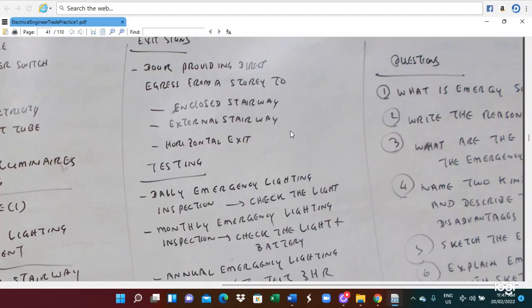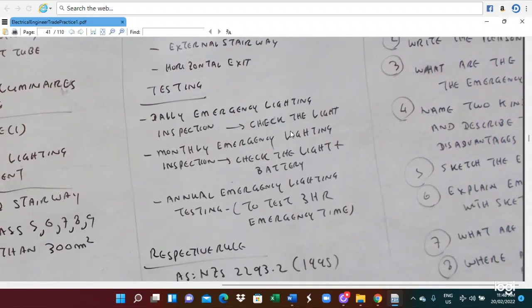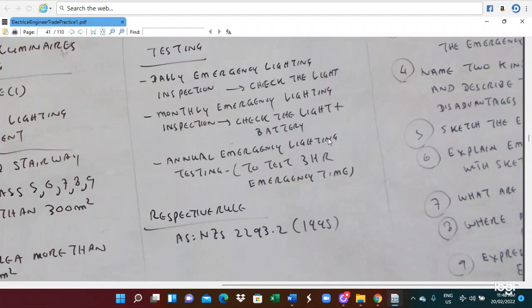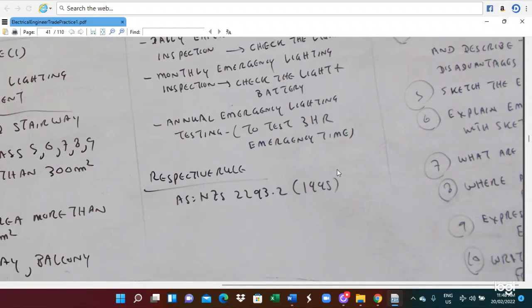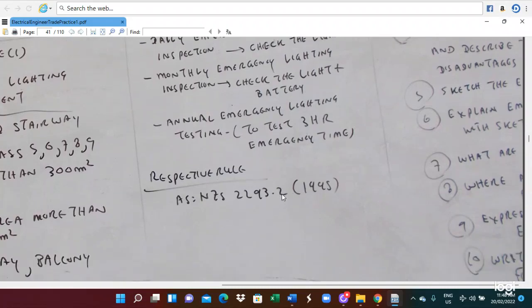Daily emergency inspection, we have to check the light. Monthly emergency lighting inspection, we have to check the light and the battery. Annual emergency testing is to test for 3 hour emergency time. So those things we have to inspect. And the respective rule here, we have to utilize the AS 2293.2 1995 edition. So those are the emergency.